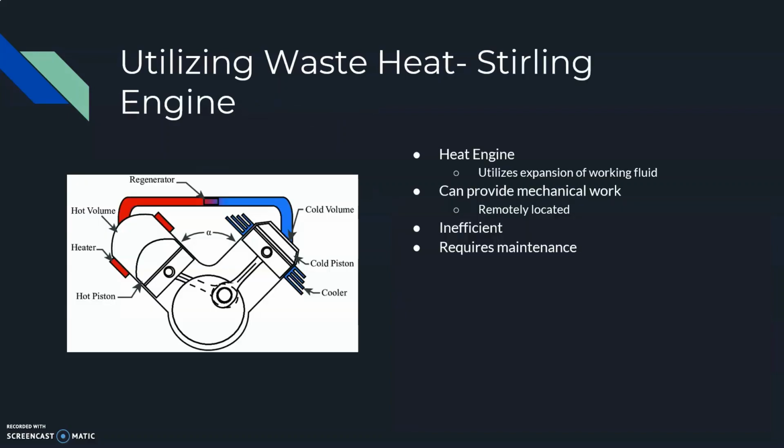Now, another way we can convert heat into some sort of useful energy, we can convert it into work, and we can do that using a Stirling engine. A Stirling engine is a heat engine that uses the expansion of a working fluid, in this case usually air or refrigerant, to push a piston. The hot side is where the heat goes in and it expands, pushing this piston down, and the cold side is where the fluid contracts and pulls this piston up.